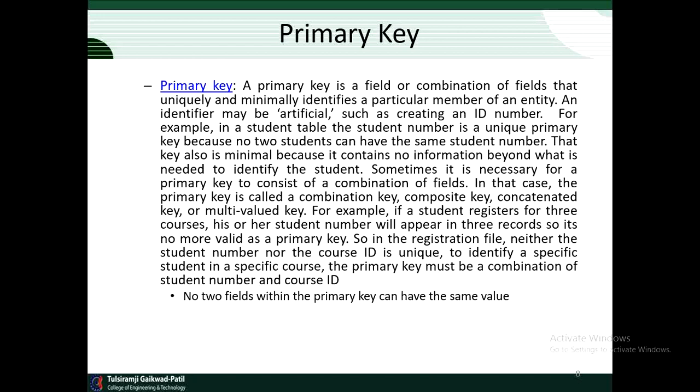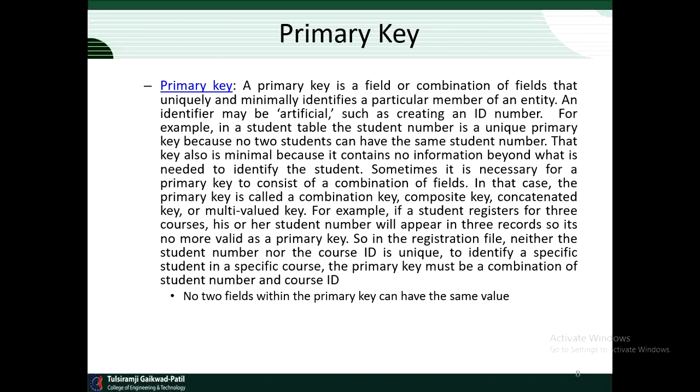the same student number. That key also is minimal because it contains no information beyond what is needed to identify the student. Sometimes it is necessary for a primary key to consist of a combination of fields. In that case, the primary key is called a combination key, composite key, concatenated key, or multi-valued key. For example, if a student registers for 3 courses, then his or her student number will appear in 3 records, so it's no more valid as a primary key.